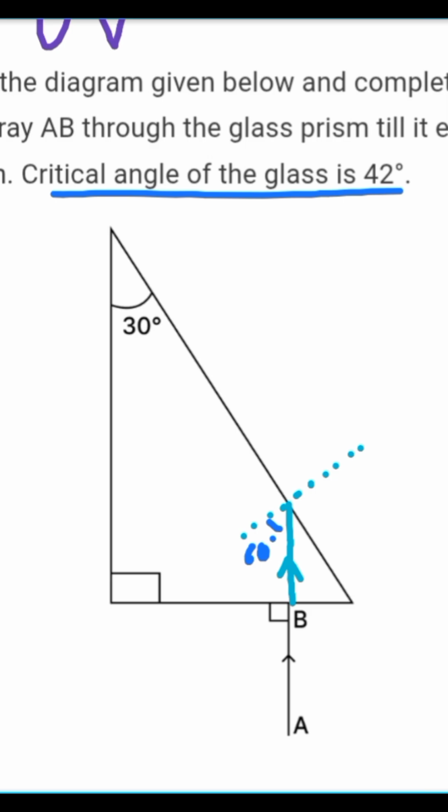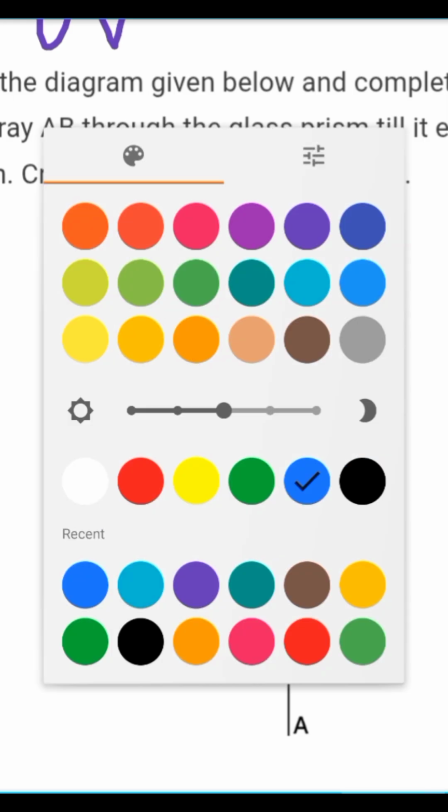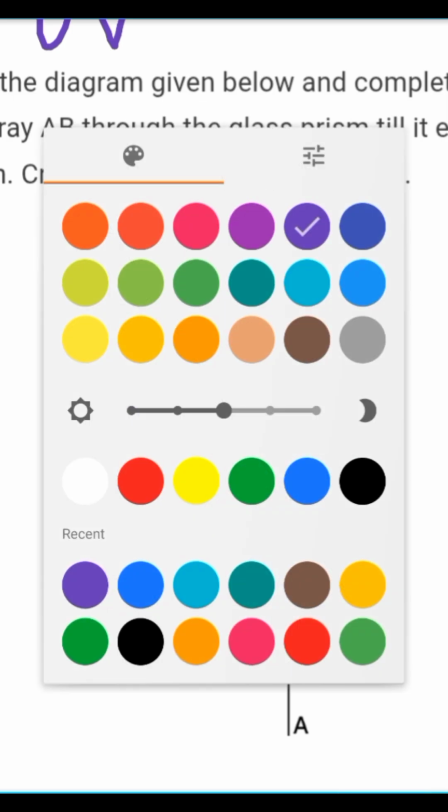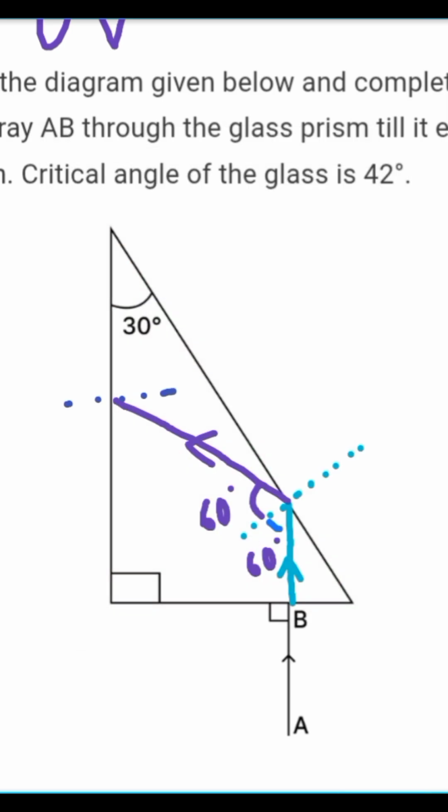That means in this case we are going to get total internal reflection. So let's continue. So it got totally internally reflected. This angle is also 60 degree and this angle is also 60 degree because it is reflection, right? Total internal reflection. Now when it strikes the third surface, now let's make the normal for that surface.